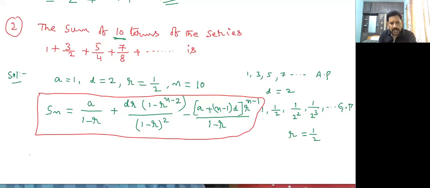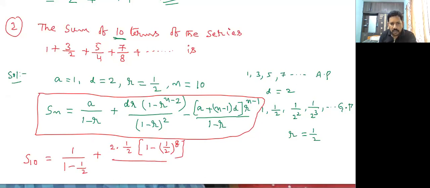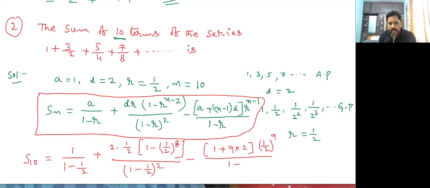Now they are asking only the sum of 10 terms. S10, substitute the values. a is 1, divided by 1 minus r, means 1 by 1/2, plus d is 2, r is 1/2, into 1 minus r to the power n minus 2, that is (1/2) to the power 8 as n is 10, divided by (1 minus 1/2) whole square, minus [a plus (n minus 1) d], n is 10 now, so 10 minus 1 is 9, into d 2, into (1/2) to the power n minus 1, that is 9, divided by 1 minus 1/2.